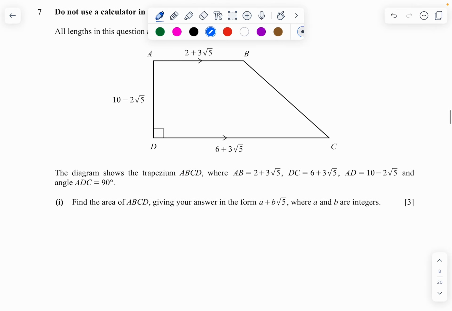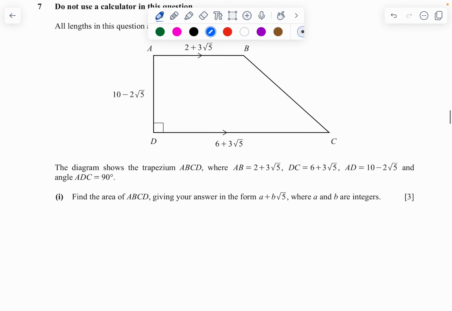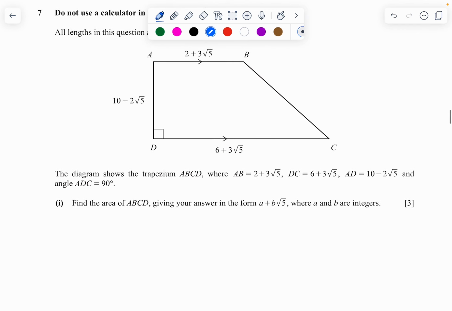Then question number 7. Find the area of the figure. Okay, so finding the area of the figure. So first we need to find how much is this part, right? So this part is going to be 6 plus 3 square root of 5 minus 2 plus 3 square root of 5. So this is basically a 4.